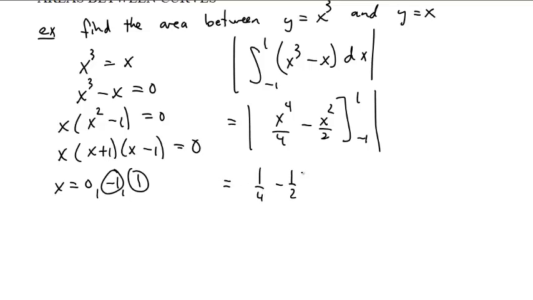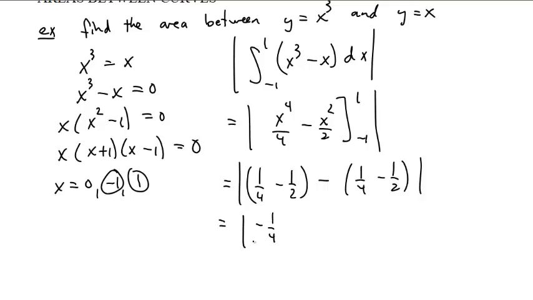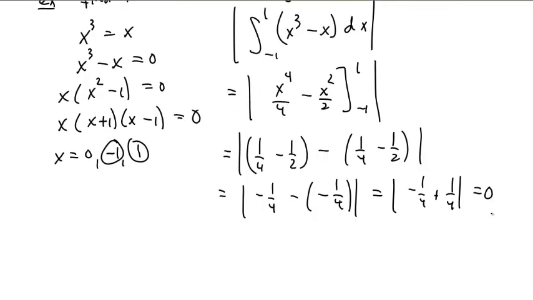And we've got what? 1/4 minus a half minus 1/4 minus a half. In absolute values, 1/4 minus a half is negative a quarter. Negative a fourth minus negative a fourth, which is negative a fourth plus a fourth, which is 0. There's no area between these curves? If there's no area between them, you'd think that they are exactly the same. X cubed and x are exactly the same?